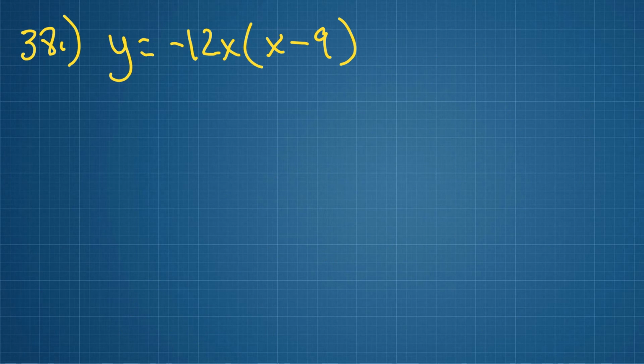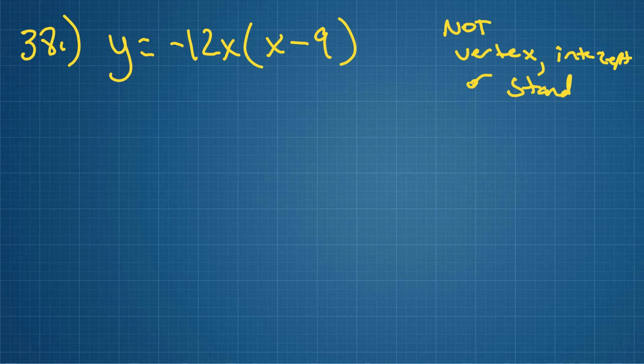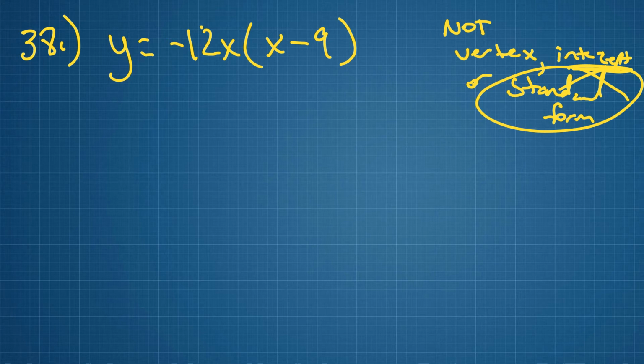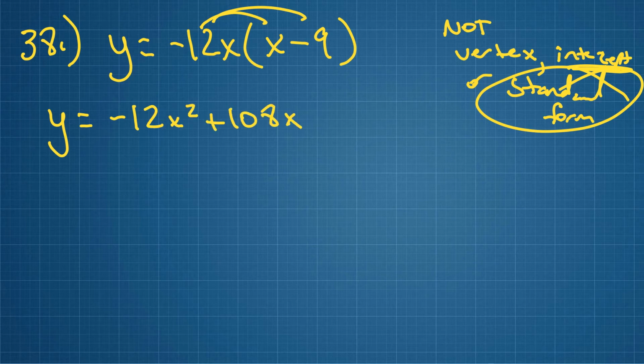38 is a little bit tougher because this is not vertex, intercept, or standard form. It's not vertex because there's no little exponent there. It's not intercept form because there's only one set of parentheses. And it's not standard form because it has a set of parentheses. So I'm going to make it standard form. And to make it standard form, I'm going to distribute that negative 12x. So I get y equals negative 12x squared plus 108x. That's it.